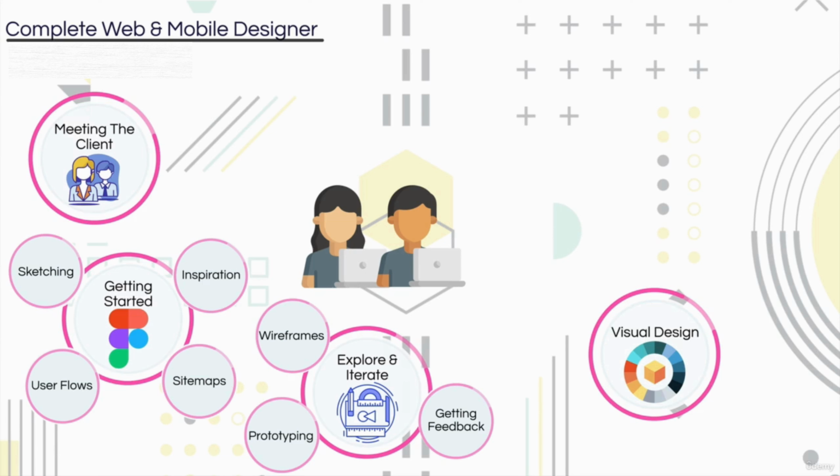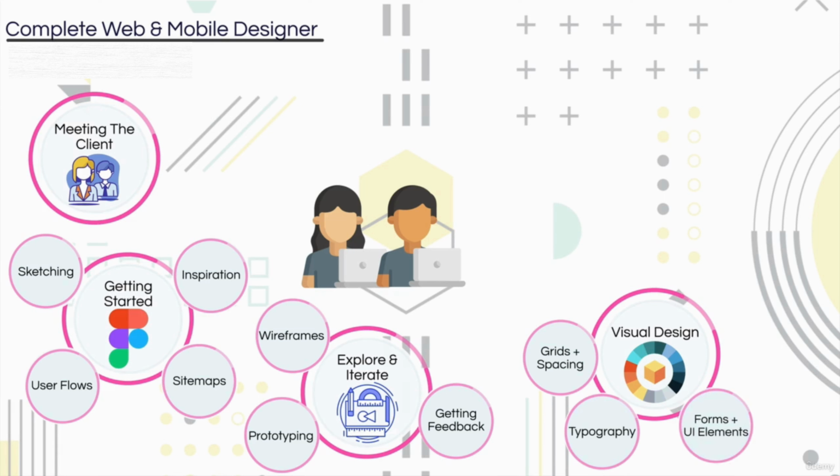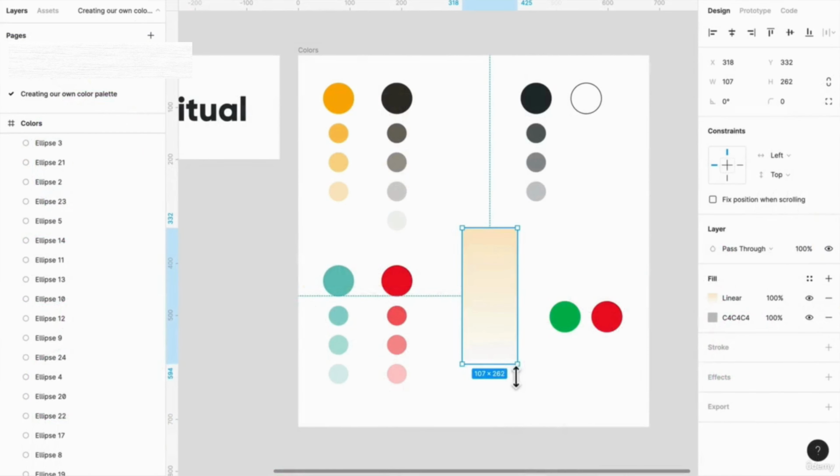And the next step is the really fun part. It's the visual design. This is where we talk about design theory, accessibility, things like typography, grid and spacing, forms and UI elements, color theory, image and iconography. And obviously, as I mentioned, accessibility, which is becoming more and more important, and it's a must for all designers moving forward.